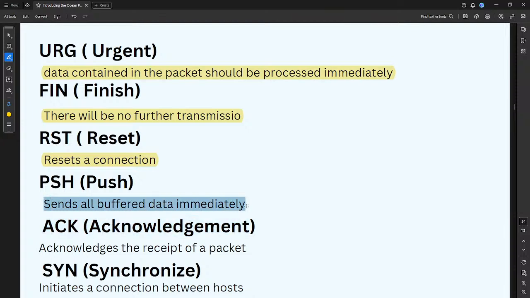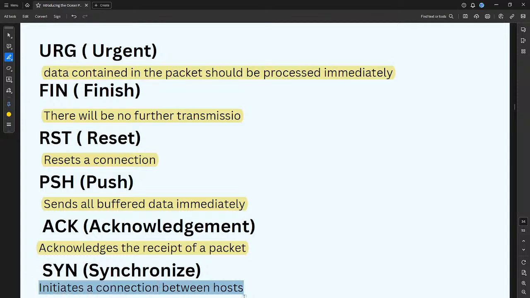The push flag simply means sending all buffered data immediately. So it's saying, okay, now I have this data and I have it buffered, kindly push it out, and let me know that it is already out there immediately. Also, we have the acknowledgement of the receipt of a packet. Once data has been sent and the server has received it and wants to acknowledge, an ACK flag is sent on that packet saying, thank you, I received this data, I received this packet.